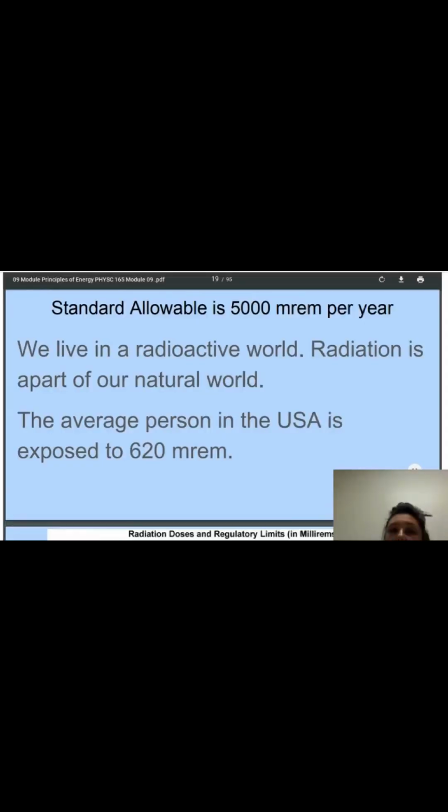So your breathing is bringing up a lot more material. But the average person in the U.S. is exposed to 620 millirems. So how do you stack up compared to that average?